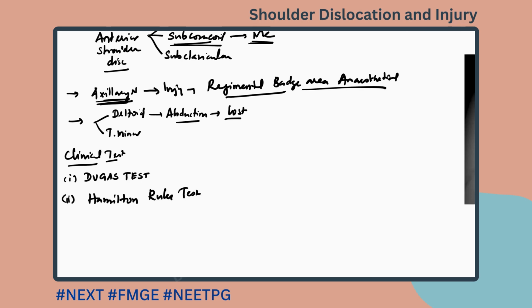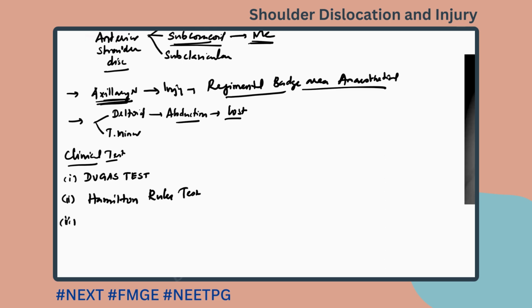You take a scale and keep it over the lateral side of the arm, so that the upper part of the scale touches the acromion. Normally, the lower part of the scale will not touch the lateral condyle of the humerus. If the shoulder has good contour, it won't touch the lateral condyle. But if the shoulder has dislocated, it flattens out, so the scale will touch both the acromion and the lateral condyle. So this is called Hamilton ruler test. Again, a clinical test to diagnose shoulder dislocation.